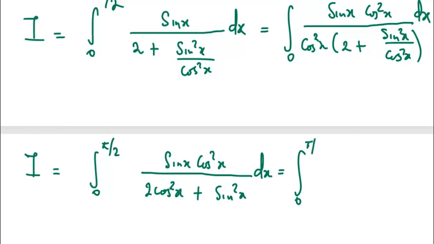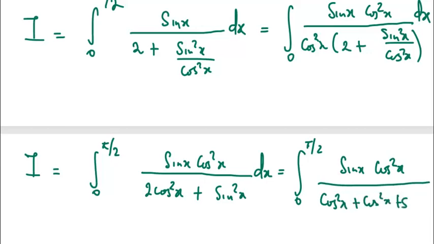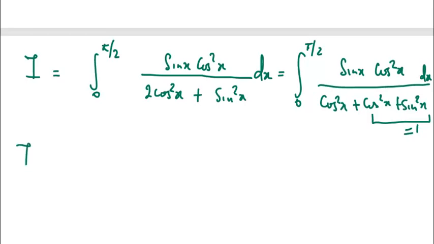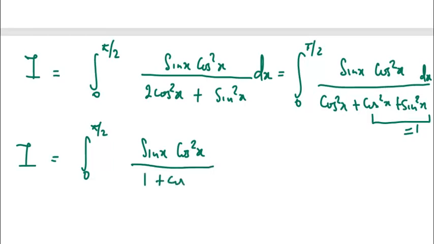We have the integral from 0 to pi over 2. Up here we have the sine of x multiplied by the cosine squared of x. Down here we're going to do the following: 2 cosine squared of x is the same as cosine squared of x plus cosine squared of x, and then plus sine squared of x. Don't forget our dx. Take a look, this is equal to 1. Oh my god, that's cool. So here we have I equal to the integral from 0 to pi over 2 of sine of x cosine squared of x, divided by 1 plus the cosine squared of x, dx.